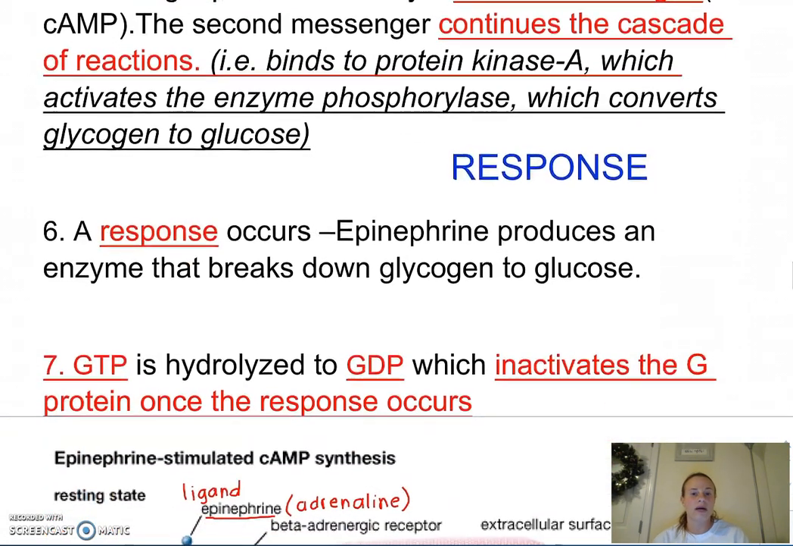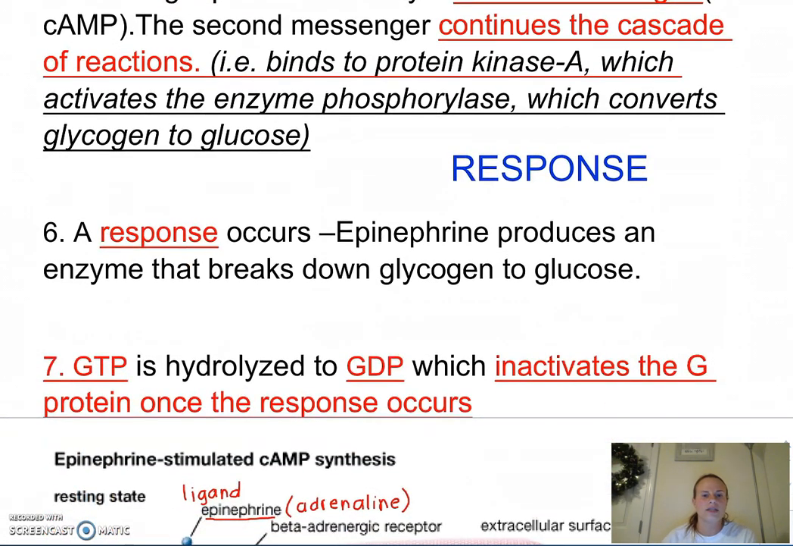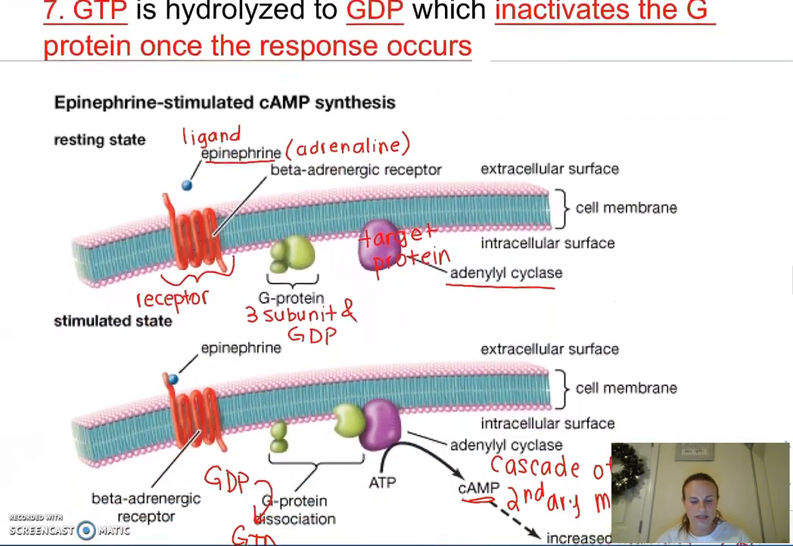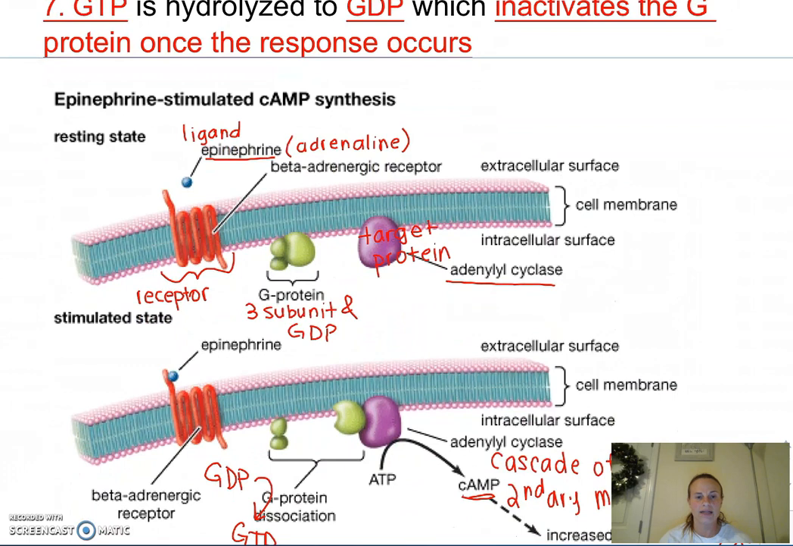That is the response, converting glycogen to glucose. Or actually, the response is that you produce the enzyme that breaks down the glycogen to glucose. Then the GTP is hydrolyzed to GDP, inactivating the G protein. So let's take a look at this picture and annotate it.